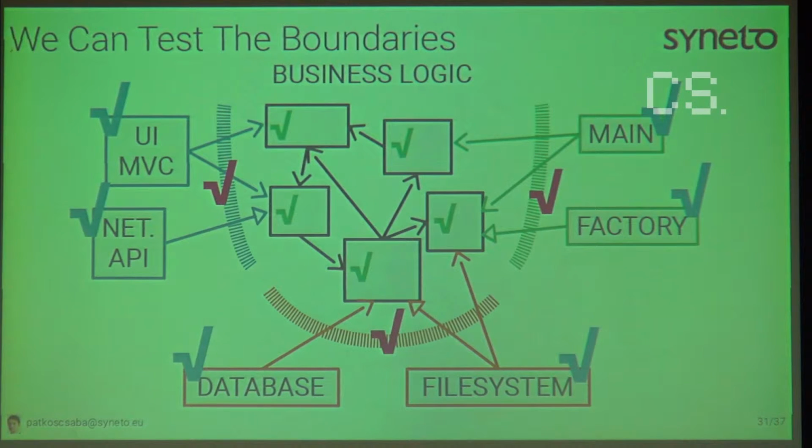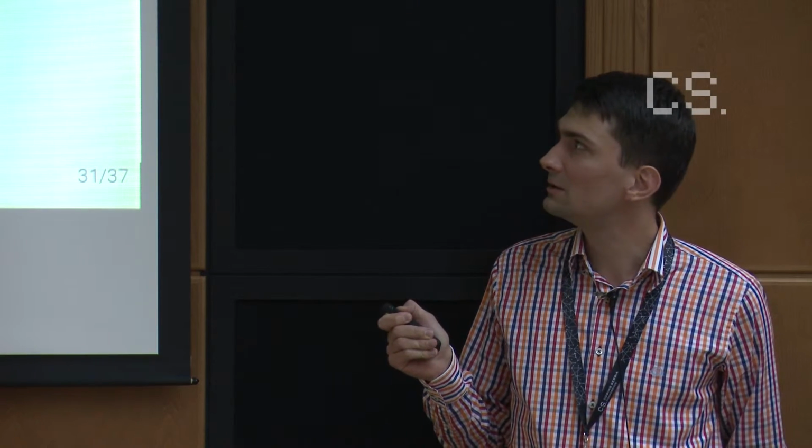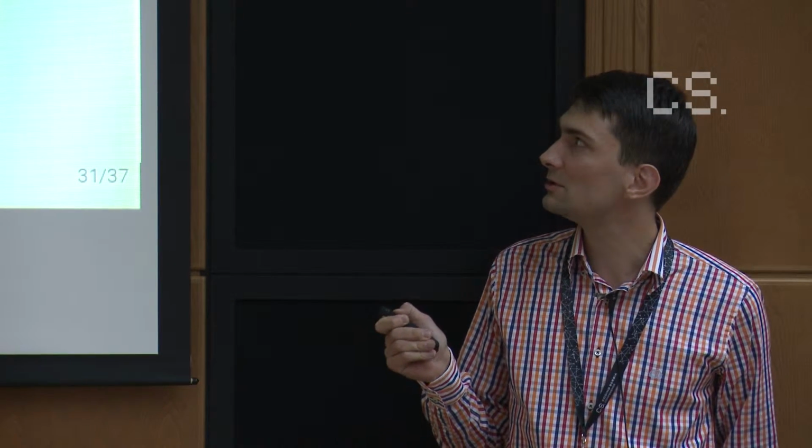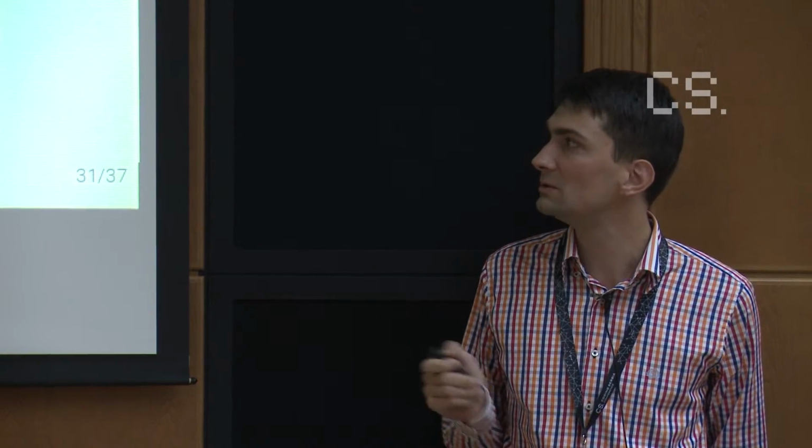And finally, it lets us test the boundaries that are connecting all these pieces together in isolation again. A test here will never create a real business logic object or a real factory. It will just test the communication between these two. Same goes here. And how do you implement this? It's easier than you think.